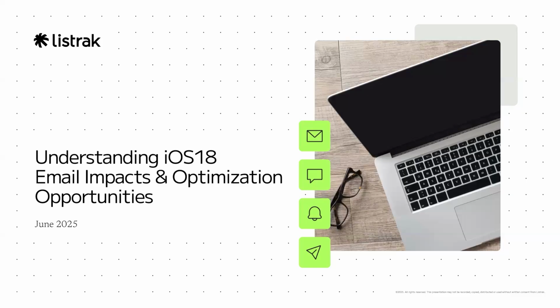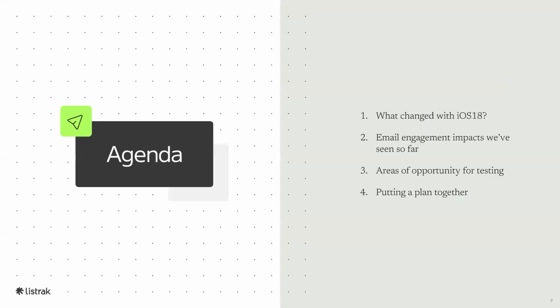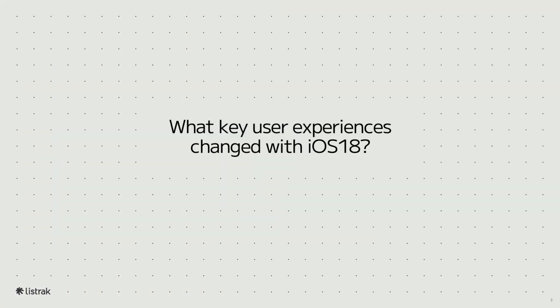Today, I'm here to walk you through some findings we've aggregated on the impact of Apple's iOS 18 rollout, including what the user experience is like now, and most importantly, what you can do to keep your email performance strong as adoption of the operating system grows. Let's dive in. Today, we'll cover what exactly has changed to the Apple Mail user experience with iOS 18 enabled and what engagement impacts we've seen so far. We'll also review some testing opportunities to improve your program KPIs and how to create a practical, long-term strategy for ongoing optimization. So let's first begin with the user experience.